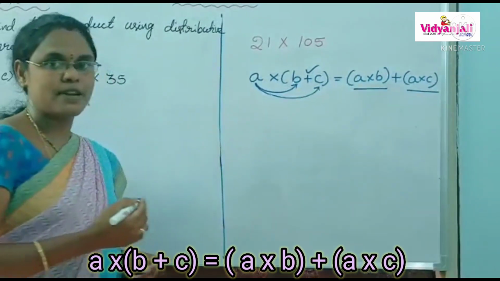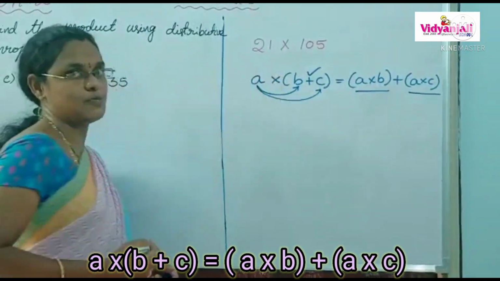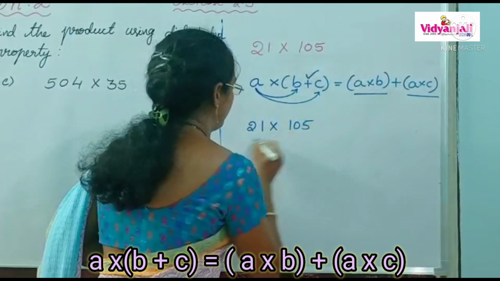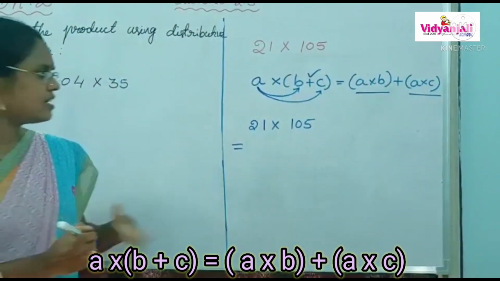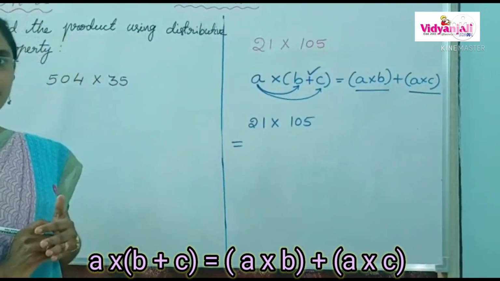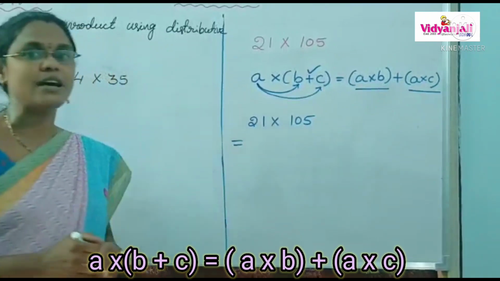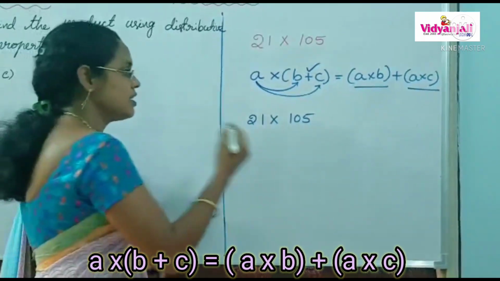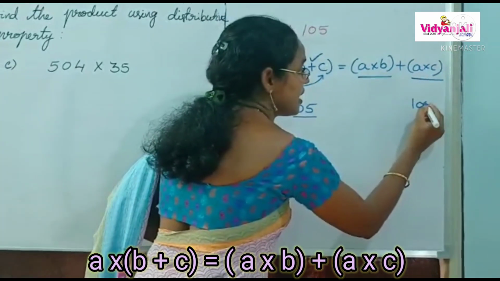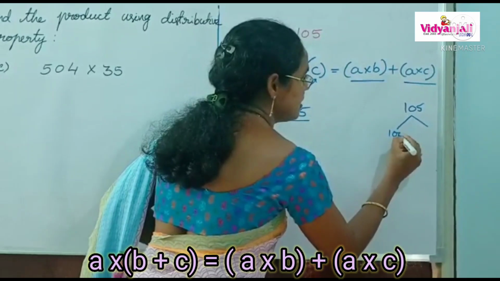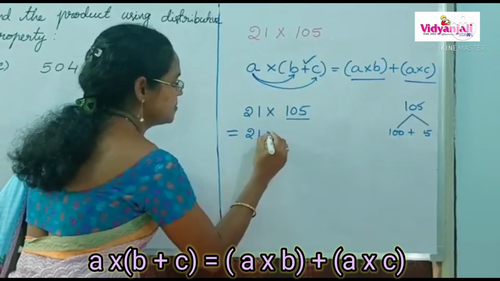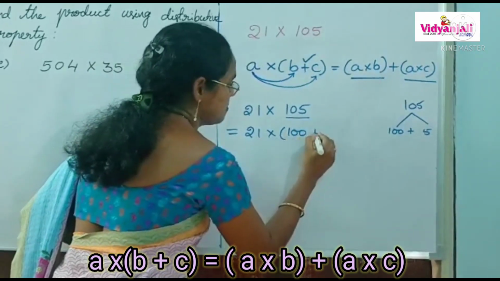Now, I will explain one example of how to apply this property. So, let us take the question 21 into 105. But here the numbers are looking different. How can we apply this distributivity property? To apply it, we have to split any one number as sum of two numbers. Now, 105 is very near to 100. So 105 can be written as 100 plus 5.